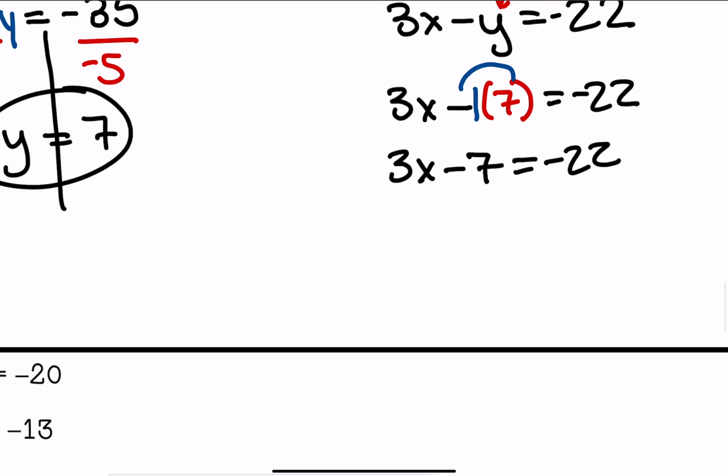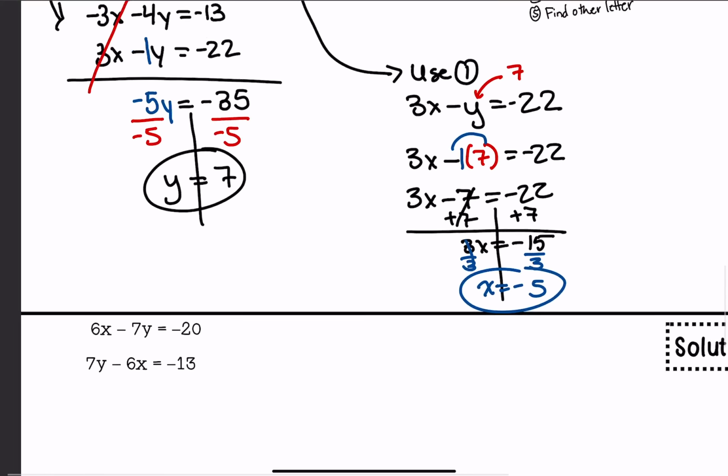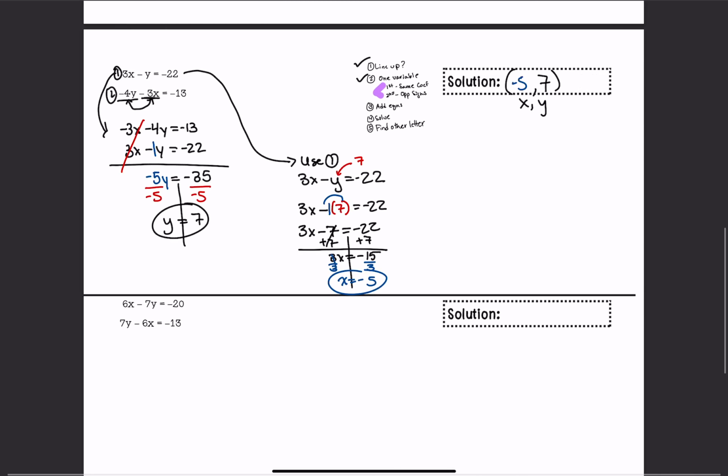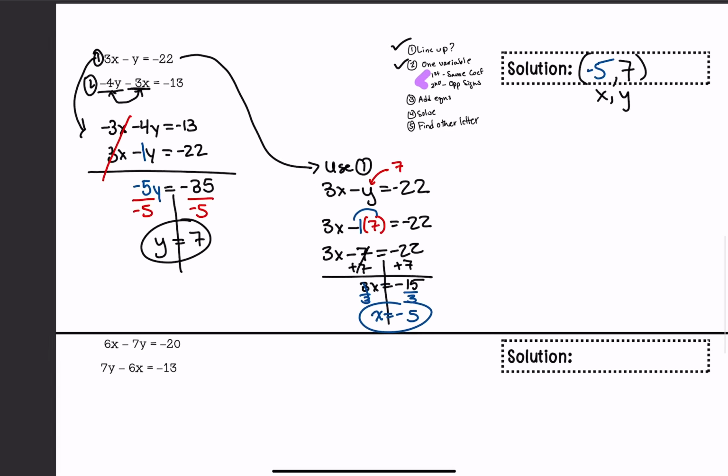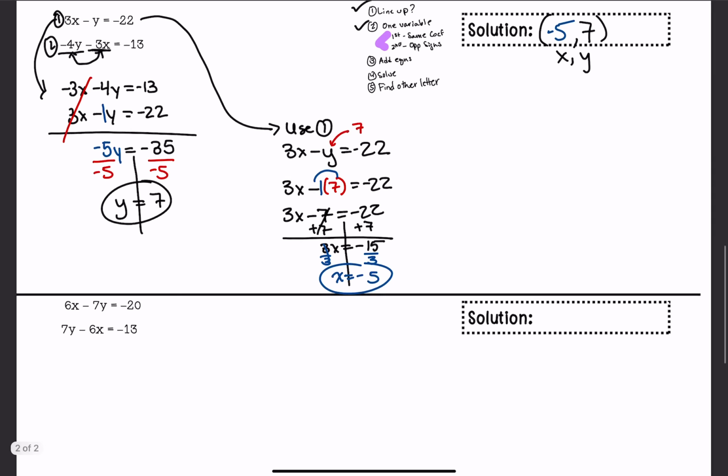Now I can solve. Add 7 on both sides. This leaves us with 3x equals negative 15. Divide by 3 on both sides. This leaves us with x equals negative 5. So my solution is negative 5, 7. Again, of your two equations you choose, it doesn't really matter. I just usually choose the first one just because I do.